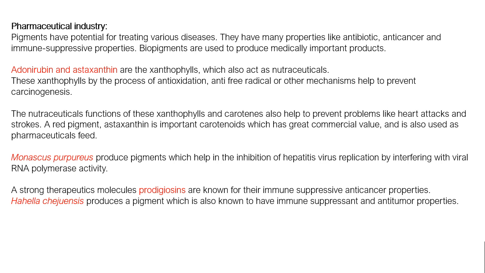Then next is Monascus purpureus, the pigment that it produces helps in inhibition of hepatitis virus replication by interfering with the viral RNA polymerase activity. That is why we say that it has an antiviral application. A strong therapeutic molecule, proteoglycans, are known for their immunosuppressive, anti-cancer properties. Then Hypocrea chagensis produces a pigment which is known to have immunosuppressant and anti-tumor properties. So these are some examples that are used in pharmaceutical industries.